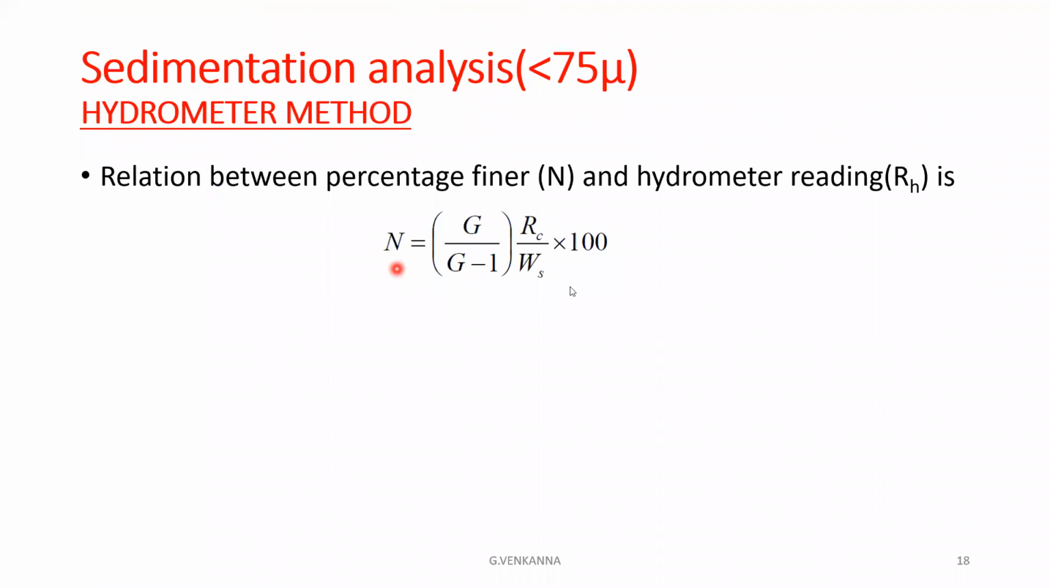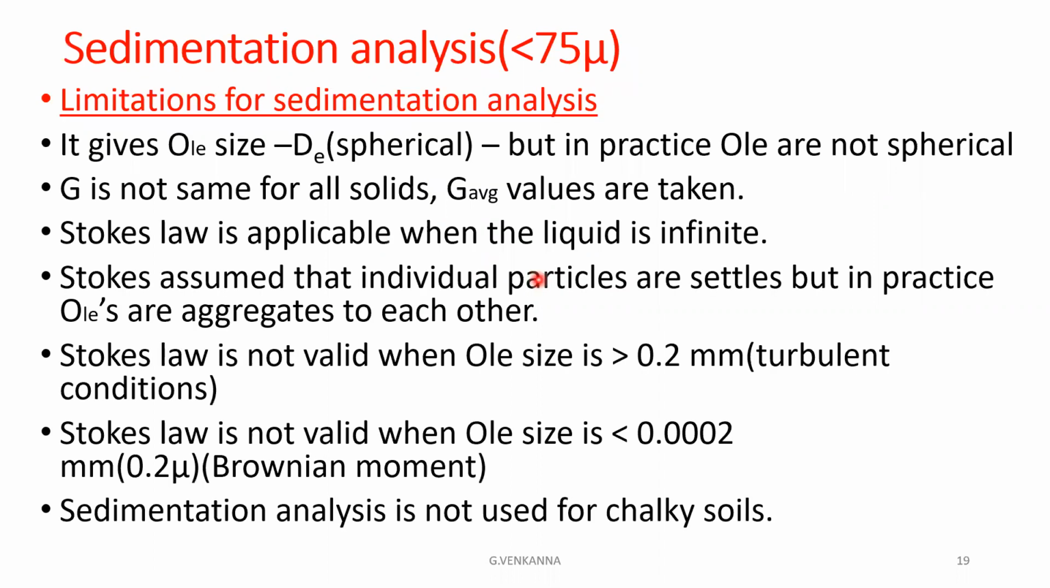This procedure is a very long process, that's why I have not noted down every point, I give only the direct expression. The relationship between percentage finer and hydrometer reading is N is equal to G by G minus 1 into R by Ws into 100, where R means hydrometer reading and Ws means weight of solids.